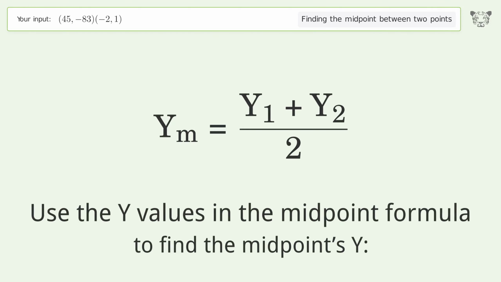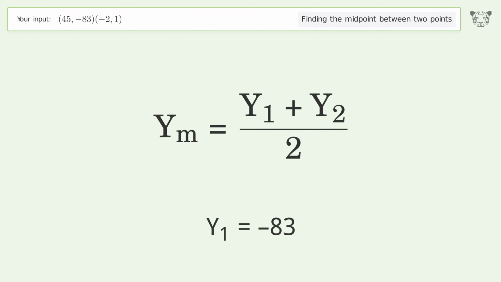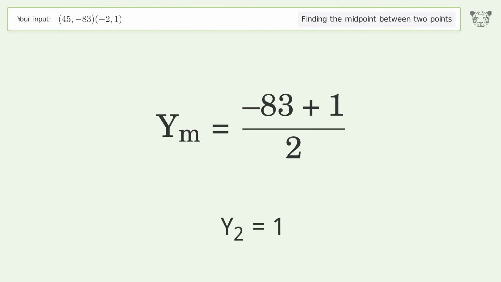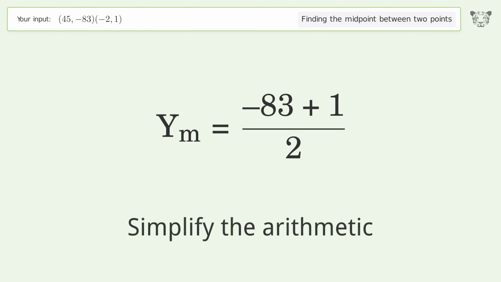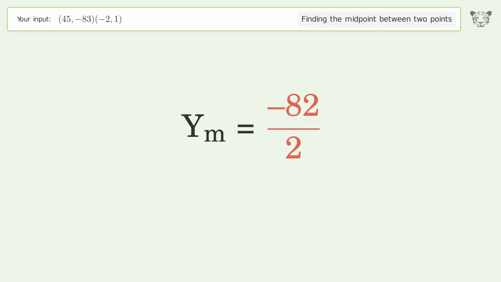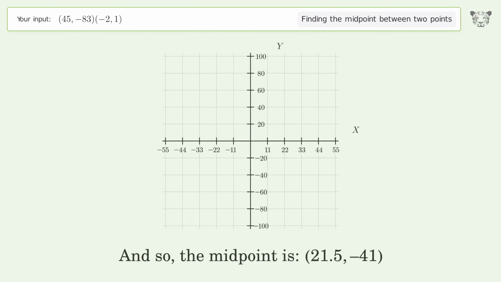Use the y values in the midpoint formula to find the midpoint's y. y1 equals -83. y2 equals 1. Simplify the arithmetic. And so, the midpoint is 21.5, -41.